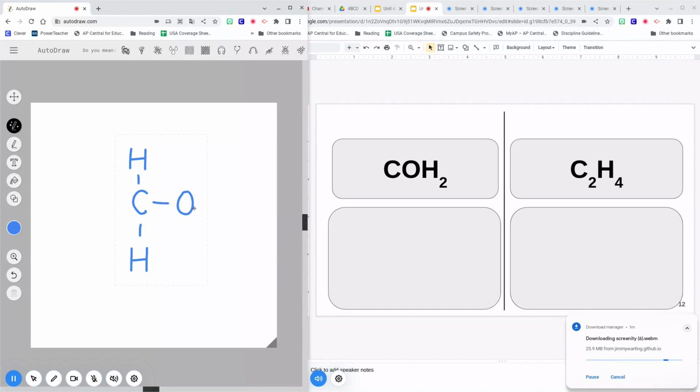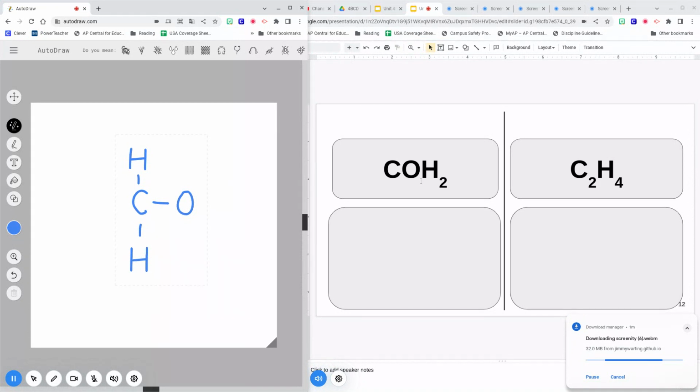Is it possible that the hydrogens would be connected to the oxygen? Yeah, it's possible. But the reason we pick the central element as the one that's closest to the center of the periodic table is because that element will have the most bonds coming off of it. And so very likely, it will have more atoms attached to it.